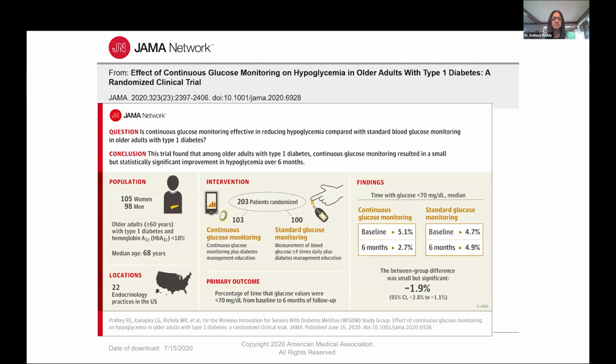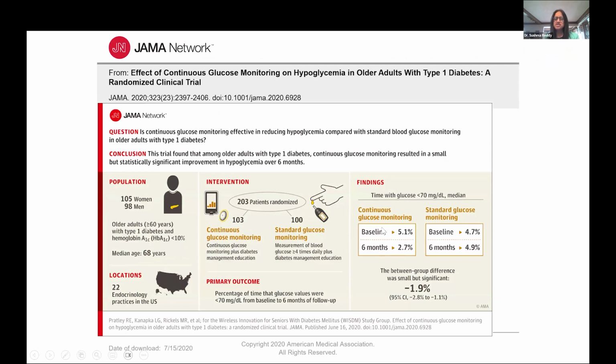This is a study published more recently in JAMA in individuals in the United States. They're both men and women, an older population, 68 years old. They were all on insulin. 203 patients, 103 on CGM, 100 on blood glucose meters.